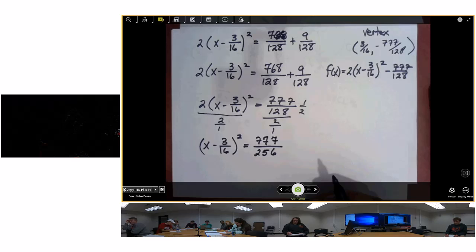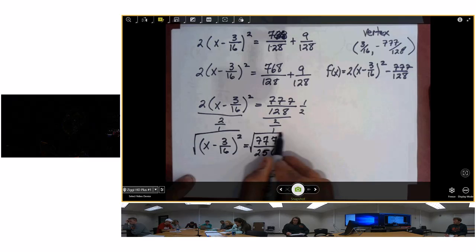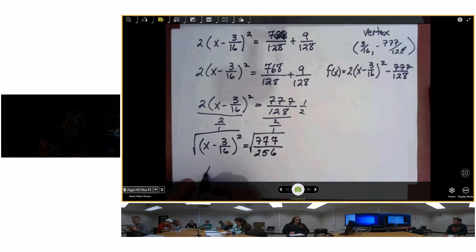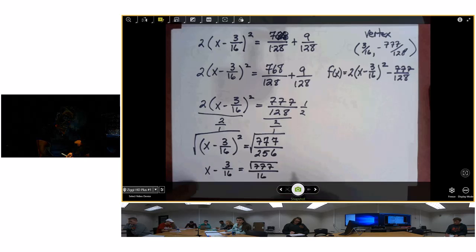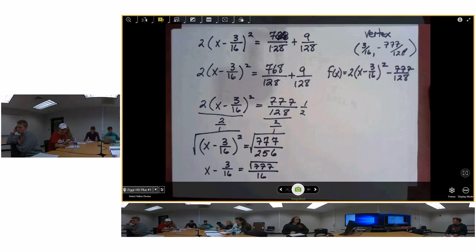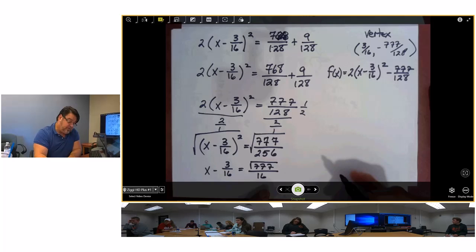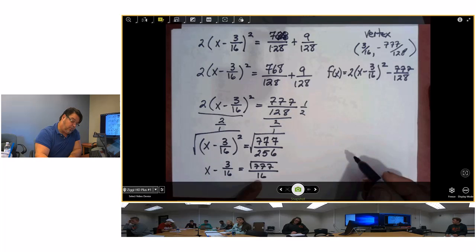And now we take the square root of both sides. The square root of 256 is 16. So x minus 3 over 16 is equal to the square root of 777 over 16. Now, I'm not going to tell you that I know the square root of 777 because I don't. So somebody give me a decimal. It's 27.87. Okay, I'm just going to say 28 because that's close enough for government work.